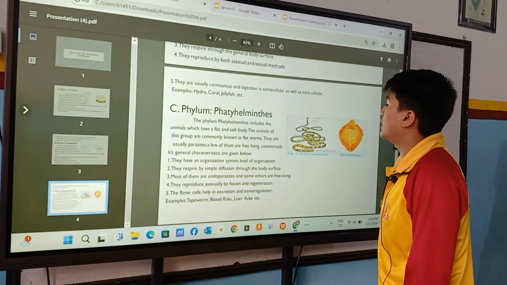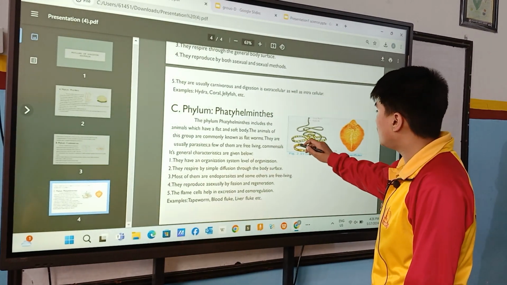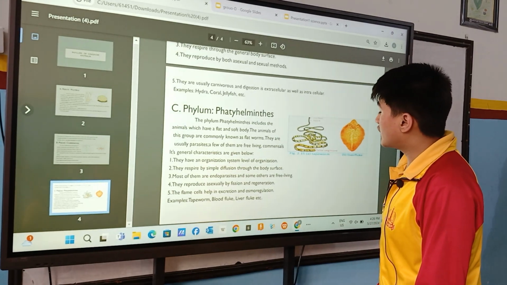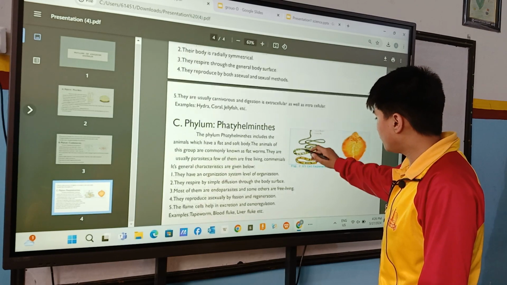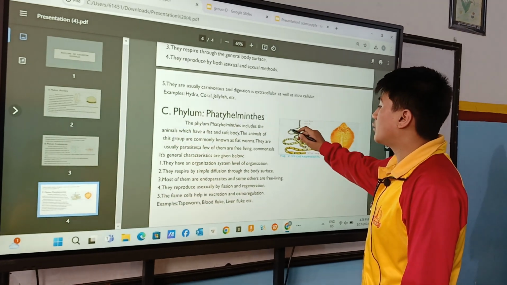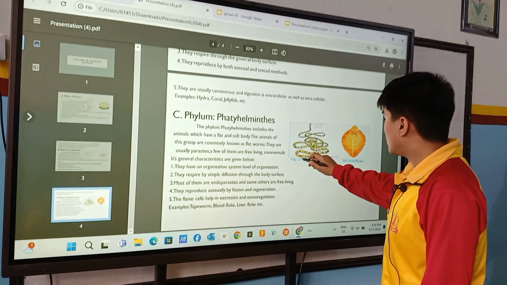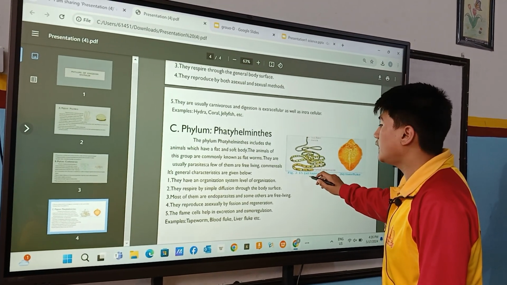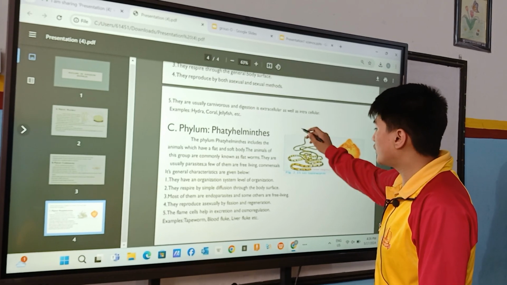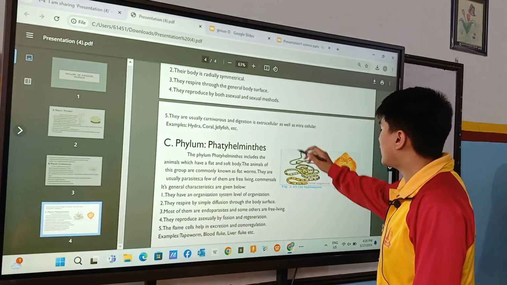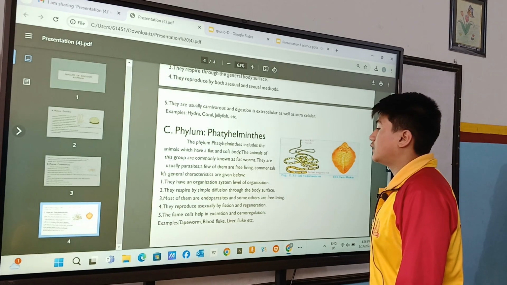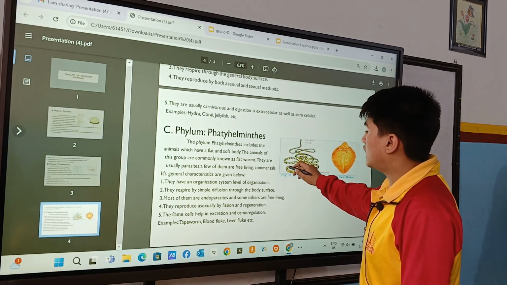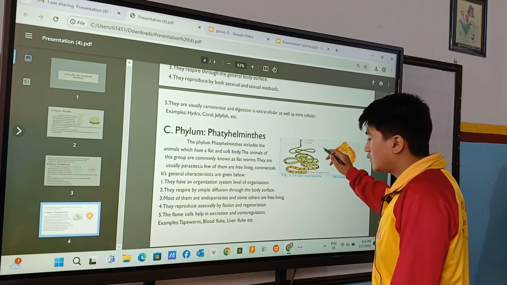They have an organ system level of organization. They respire simply through their body surface. Most of them are endoparasites, and some others are free living, and they reproduce asexually by fission and regeneration. Some examples of Platyhelminthes are blood fluke, liver fluke, etc.